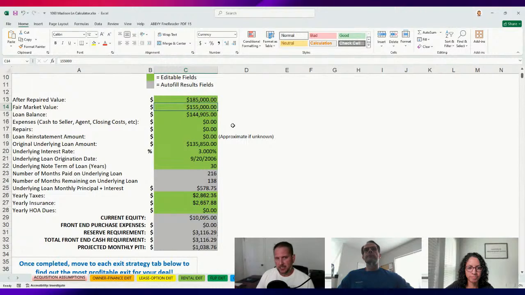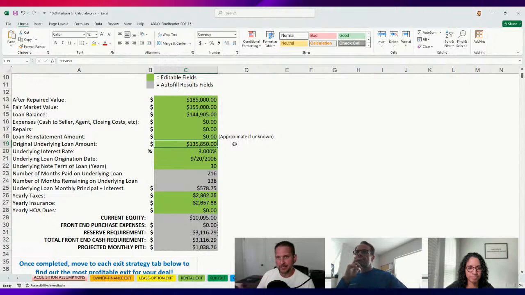the original underlying loan balance. Now this is the original. So when our sellers originated this loan, this is, I'm sorry, let me take that back. This is actually the current loan balance. Our original underlying loan amount was this number right here, $135,850.